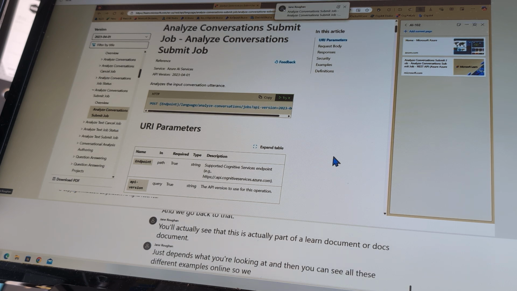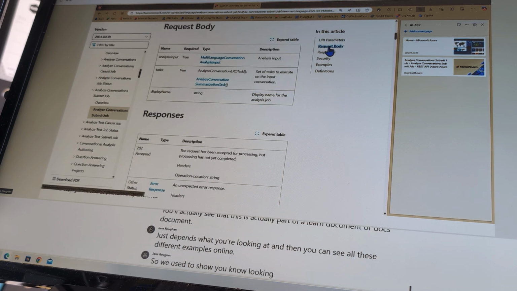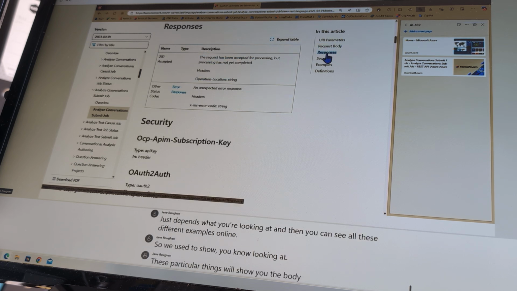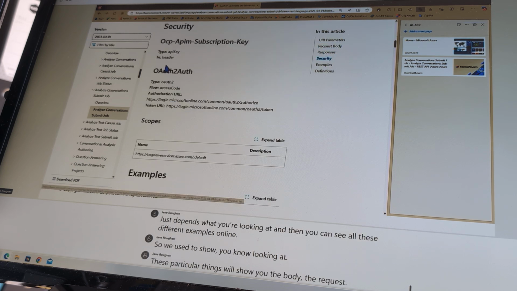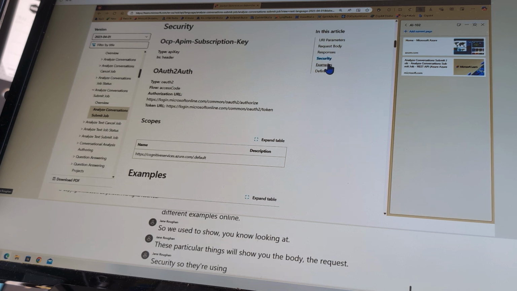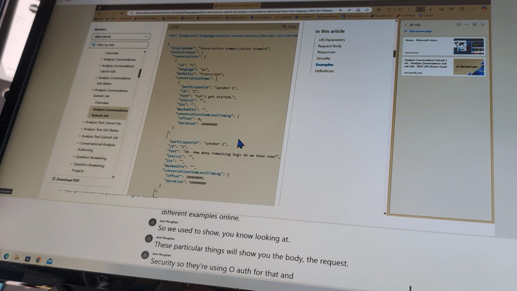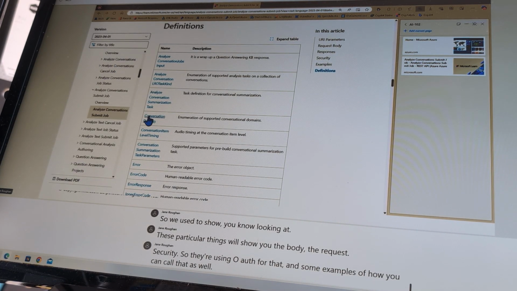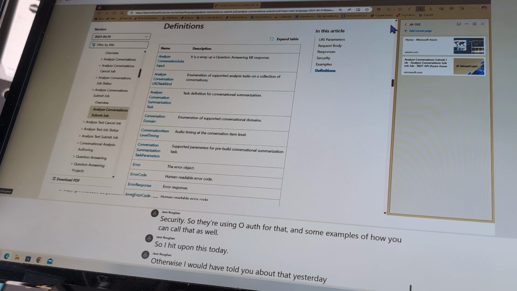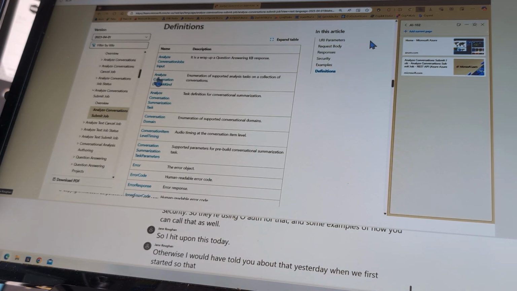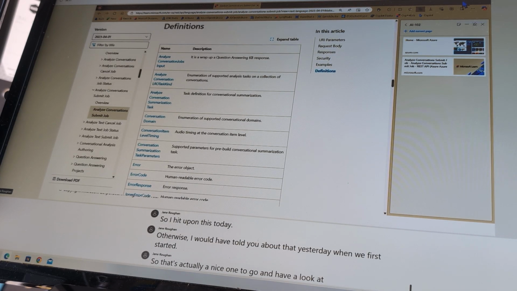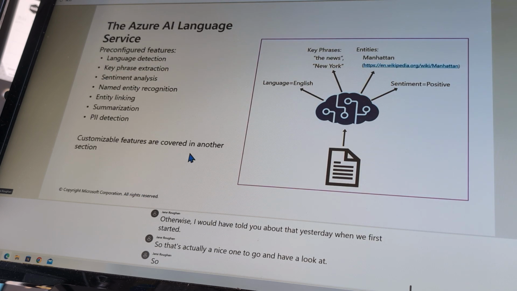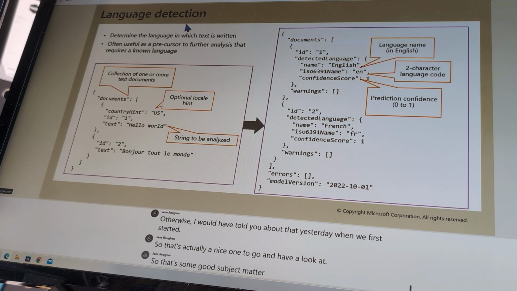So looking at these particular things, it'll show you the body, the request, security. So they're using OAuth for that, and some examples of how you can call that as well. So I hit upon this today, otherwise I would have told you about that yesterday when we first started. So that's actually a nice one to go and have a look at. So that's some good subject matter there.